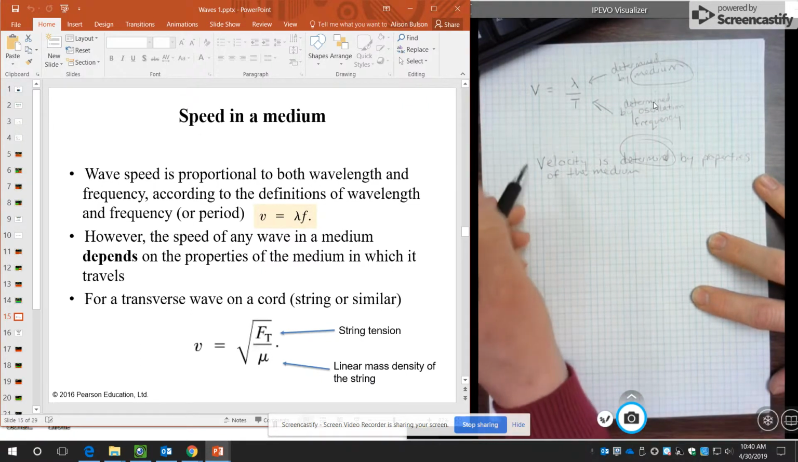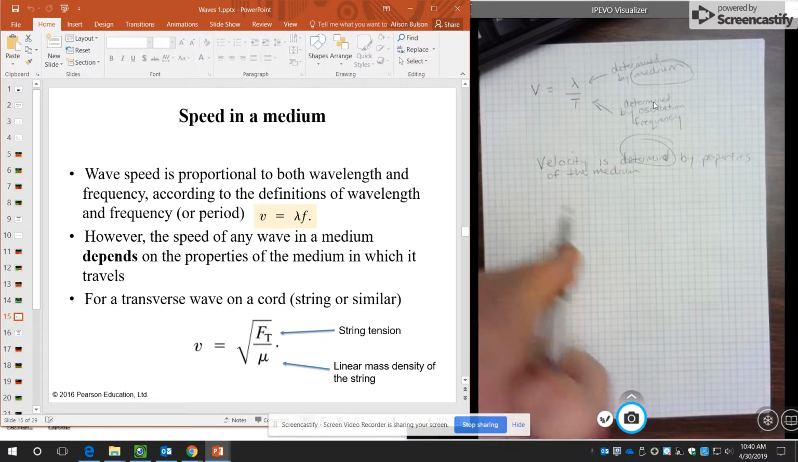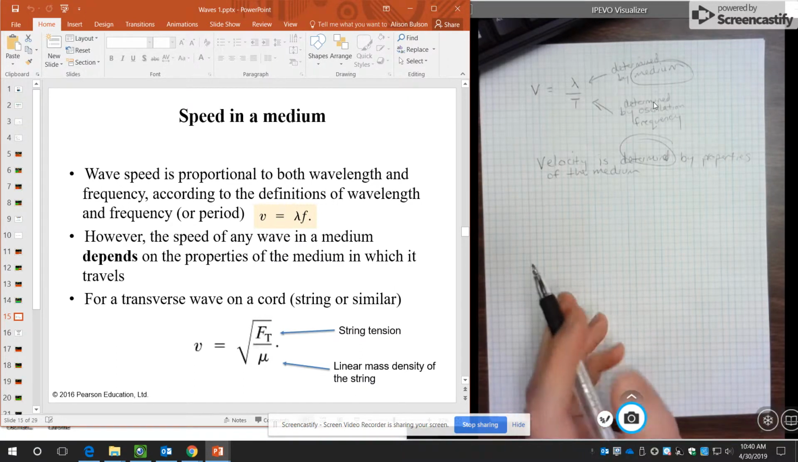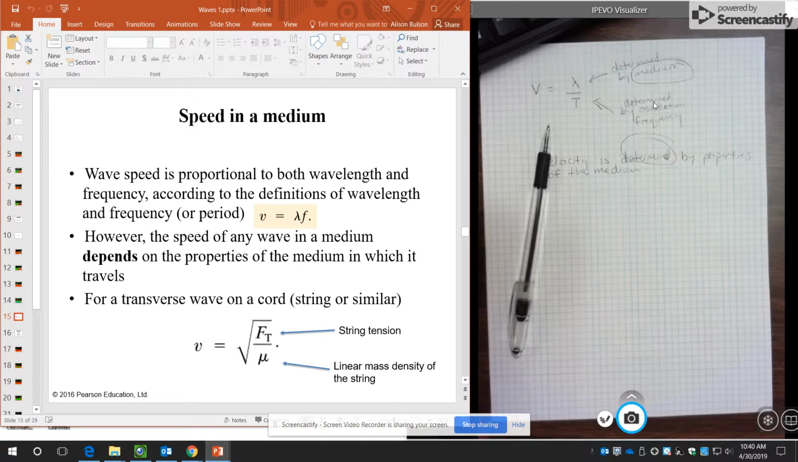But you cannot change the velocity of a wave unless you change the medium through which it travels. So for a transverse wave on a string or something similar, the wave speed, and this equation on the left of your screen here, is equal to the square root of the tension in the string or cord, whatever it is that the wave is passing through, divided by the mass density of the string or cord.